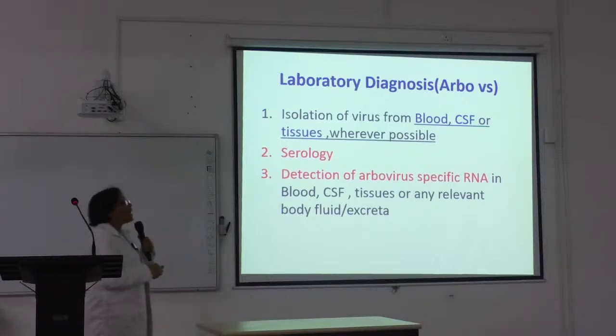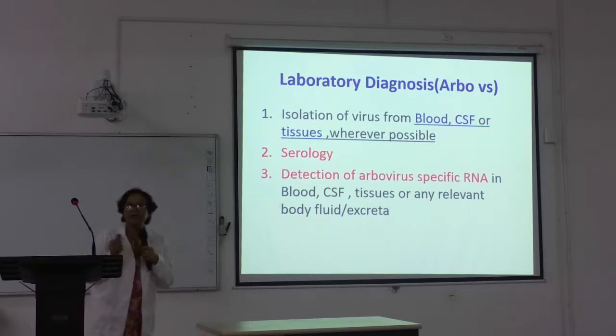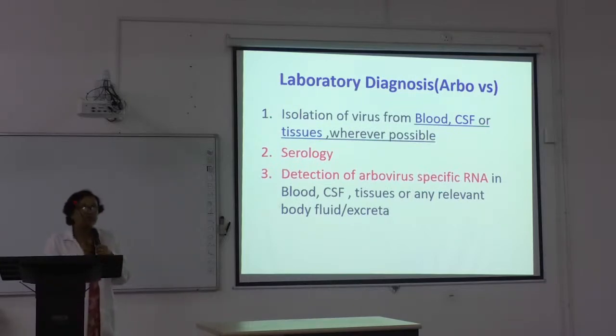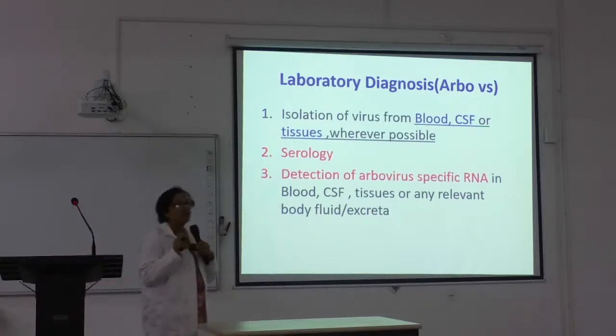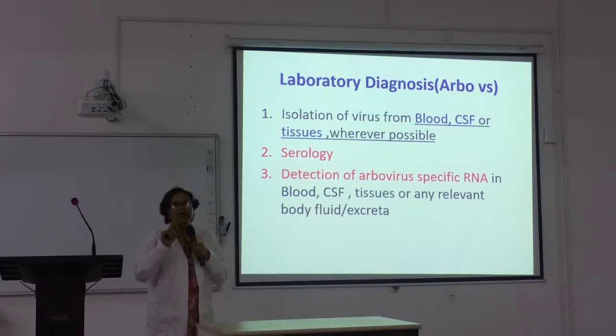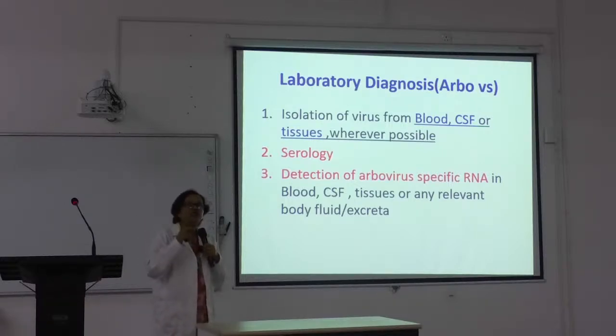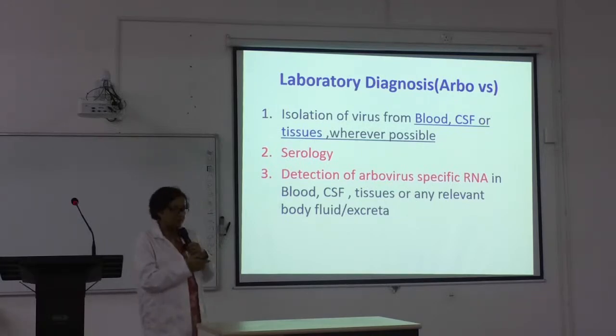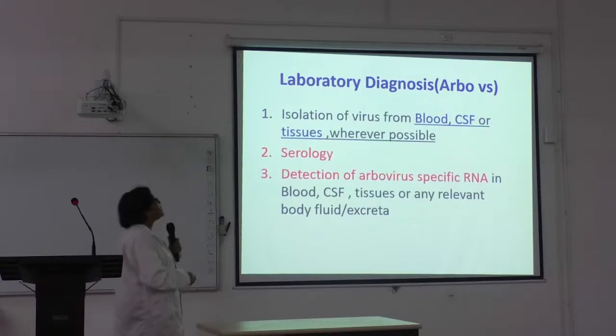Next, serology. As antibody is produced against the virus, by serological test we can diagnose the antibody. But one thing we have to keep in mind, two sera or paired sera are taken. One is first day, next is 2 to 3 days later, to see whether antibody titer is raised or not. If there is 4-fold rise, it indicates yes, patient is surely suffering from the disease. And detection of the arboviral specific RNA by PCR.